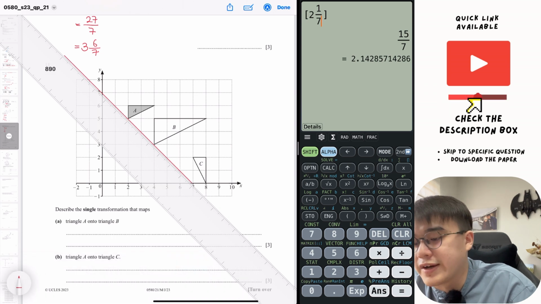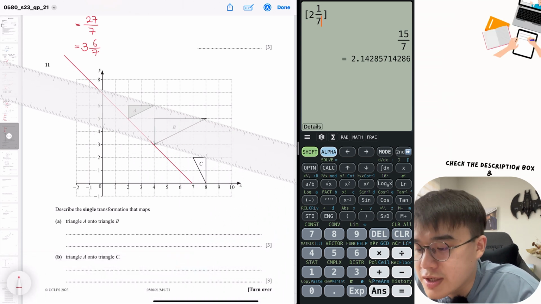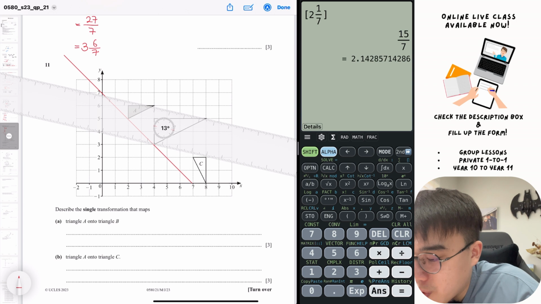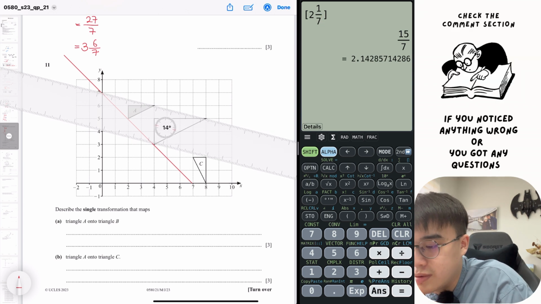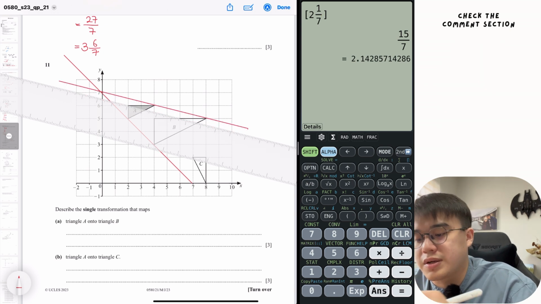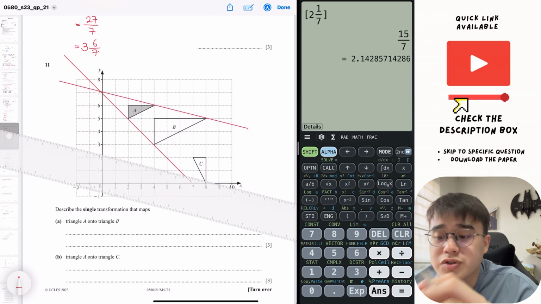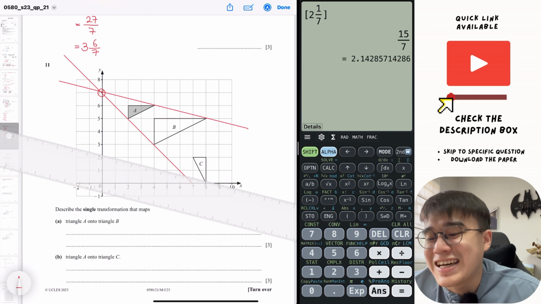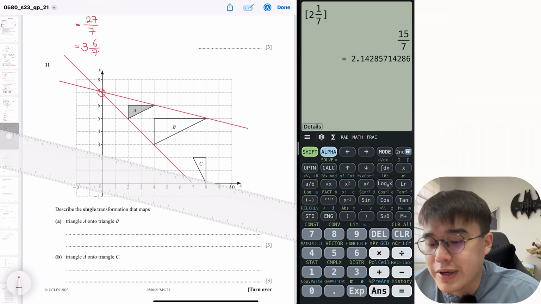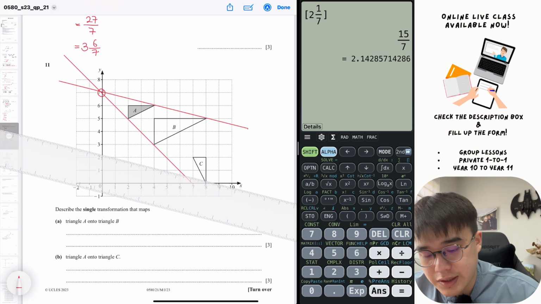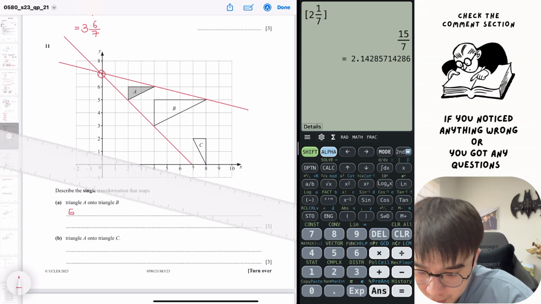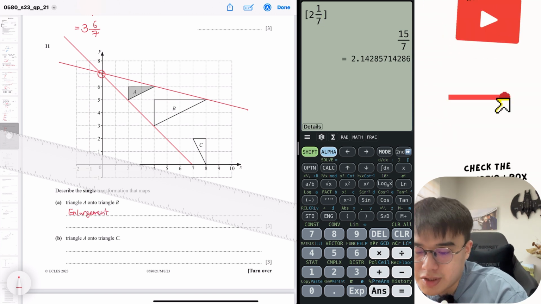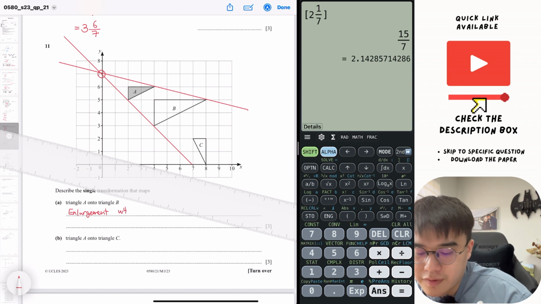So I'm going to try to draw and find the center of enlargement first. To do that, you have to join the respective corners together. In this case, I'm not doing it on the paper, so there's slight discrepancy here. And the center of enlargement is actually located at 0, 7. So you have to mention a few things, like I mentioned earlier. Enlargement. After enlargement, you have to mention with a scale factor of.